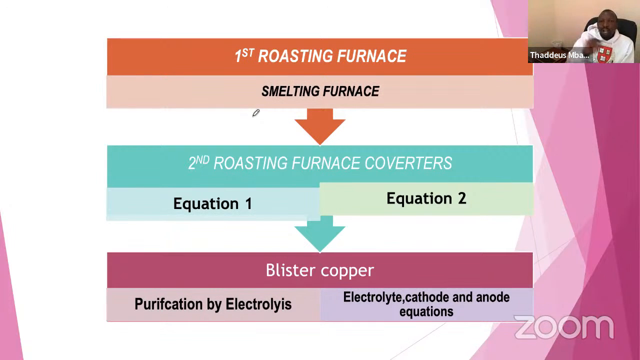Then after we are through, you come back and tell us what happened in the first roasting furnace is this equation. What happened in the smelting furnace? This is what happened. We have 2 equations in the converters, equation 1, equation 2. Then we obtain the blister copper. Then we go to purification by electrolysis. What is the electrolyte? What is the cathode? What is the anode? And what are the 2 equations? You are done.